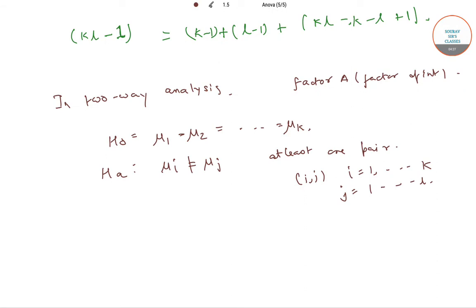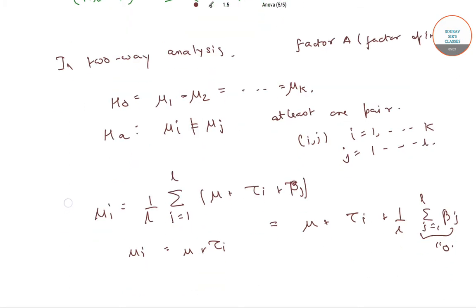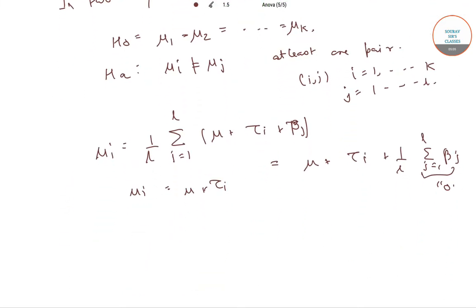Now since mu i is equal to 1 by L summation j runs from 1 to L of mu plus tau i plus beta j, this is equal to mu plus tau i plus 1 by L into summation j runs from 1 to L of beta j. This part is equal to 0. So mu i is equal to mu plus tau i.